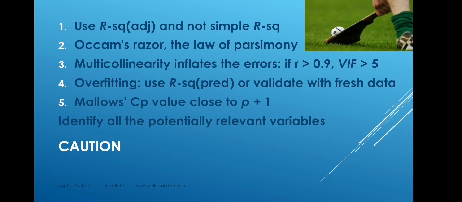Fifthly, the Mallow's Cp value should be close to p plus 1, where p is the number of predictors. And Mallow's Cp statistic suggests a good balance between a biased model, which has too few predictors, and an imprecise model with too many predictors.